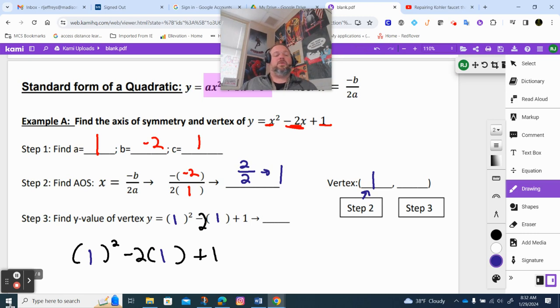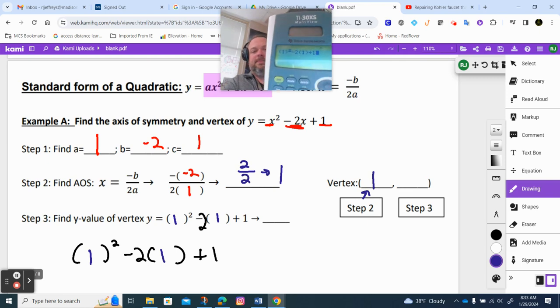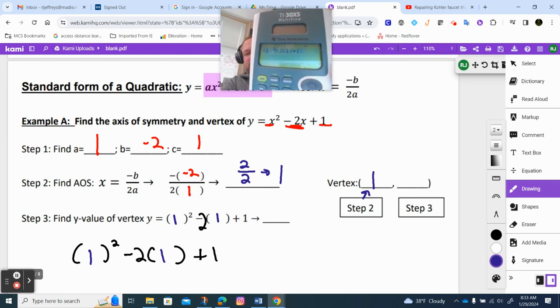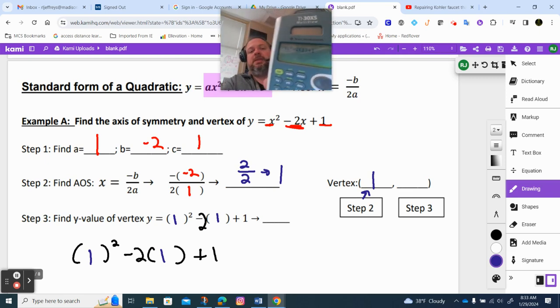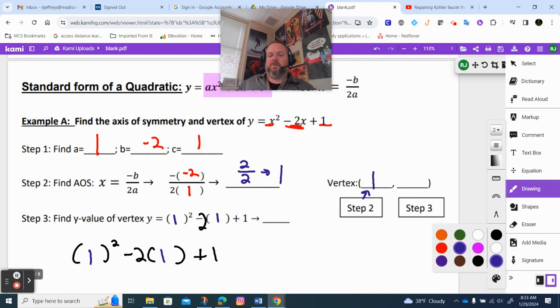To find the y value of the vertex, we use the x that we just found. See, we actually use the answer from step 2 to go here and in here. All right, so we do the same thing. Parenthesis 1 squared minus 2 times 1 plus 1. Again, our calculator looks like the same thing. We hit enter. We get 0.